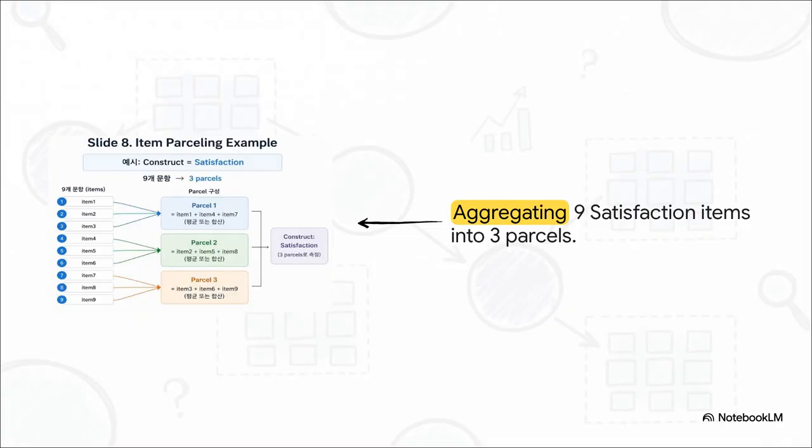Let's ground this with a concrete example. Say you're measuring customer satisfaction, and you've got 9 individual survey items for it. Managing 9 items for just one construct in a larger model is a headache. So, using that item-to-construct balance method we just talked about, we distribute the 9 items evenly. We take items 1, 4, and 7 and average them to create parcel 1. Items 2, 5, and 8 become parcel 2, and items 3, 6, and 9 become parcel 3. Just like that, we've successfully streamlined a clunky 9-item measurement down to a clean, highly reliable 3-parcel measurement.